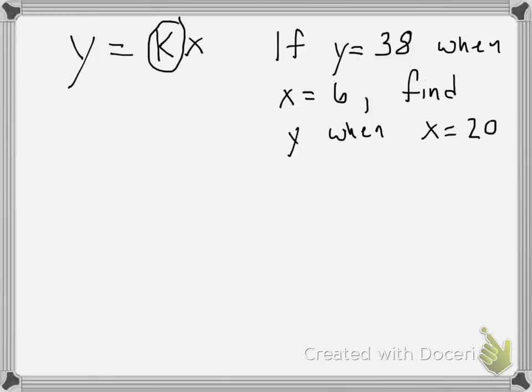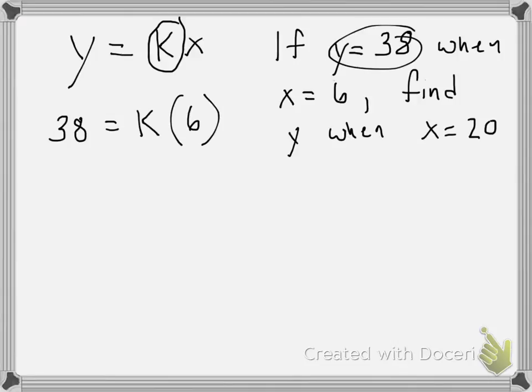If y equals 38 when x equals 6, then find y when x equals 20. So what we want to do is first write this equation that y equals k times x. Y is varying directly with x. And then we're going to plug in the values that we know. So the first one we get is that y is equal to 38. So I'm going to substitute that in, 38, and x is 6. I don't know what k is yet, so I'm doing k times 6.